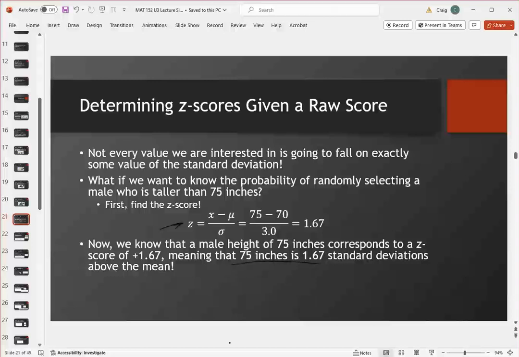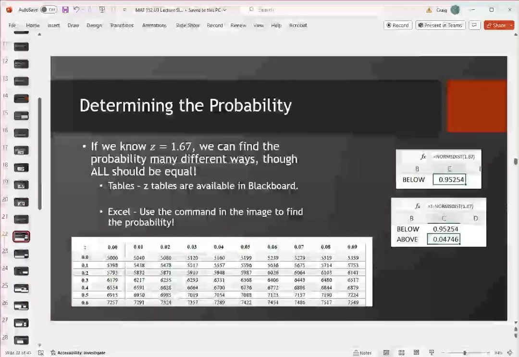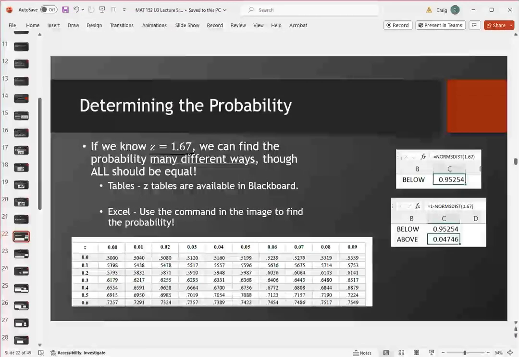So if we wanted to find 1.67 standard deviations above the mean, we know in this case that z is 1.67. I think I put the wrong table in here, but I'll show you how to use this. We can find the probability different ways. There are z-tables that should be available this week in your folders. It should be this table here, table A2, I believe, is what it's labeled. Maybe in your textbook as well. And I'm going to show you a little bit how to use this in some examples.